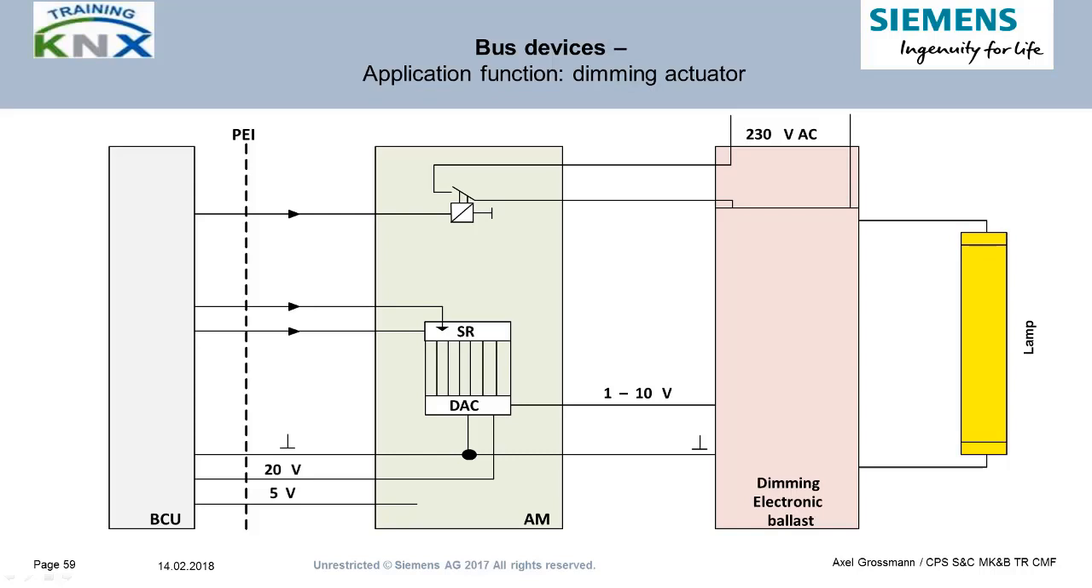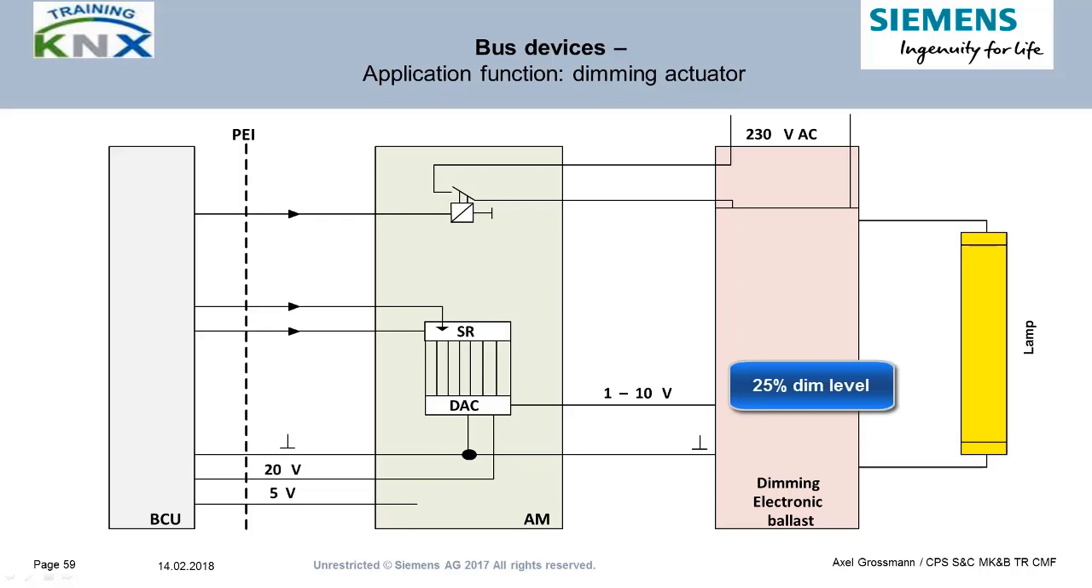Also with dimming, we want to look at the actuator's side. From left to right, the BCU receives a dim telegram. It calculates the digital control value, usually an 8-bit value, and sends it to the application module via the PEI. What you see in the graphic is a shift register interface. The single bits of the binary control value are transferred to the receiver shift register of the application module. After termination of this step, the DAC of the application module converts it to an analog control value.